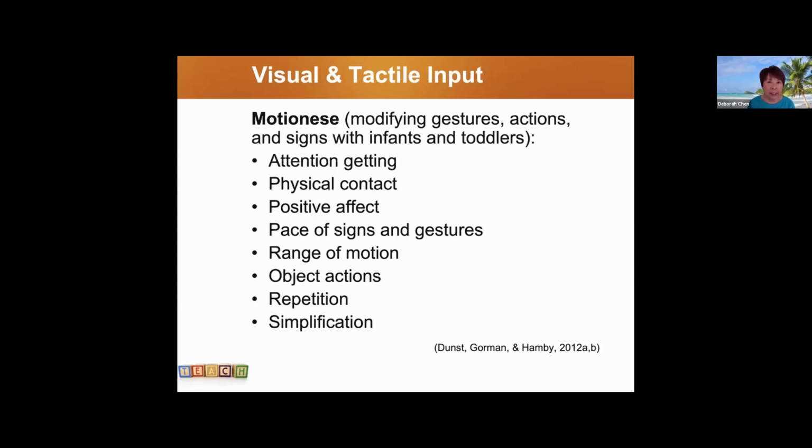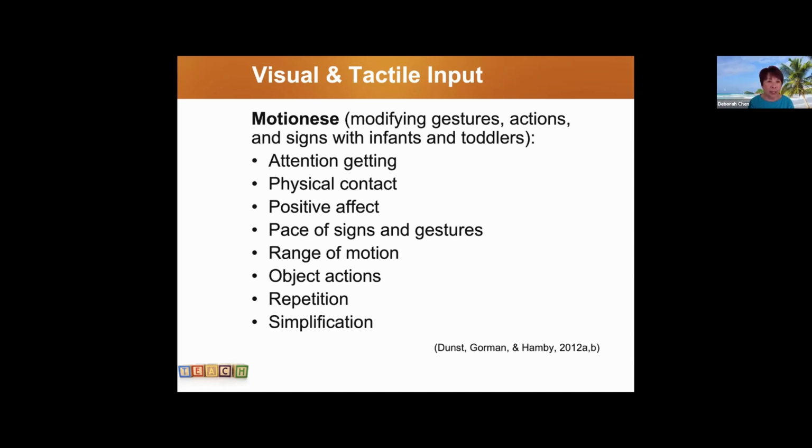Dunst and his colleagues from the Center for Early Literacy Learning looked at many different studies of parents of hearing children and parents of deaf and hard of hearing children. And they identified motionese as an analogy to motherese. So this is a visual and tactile analogy. And it's a way of modifying gestures, actions, and signs with infants and toddlers. And this gets their attention and helps their understanding.